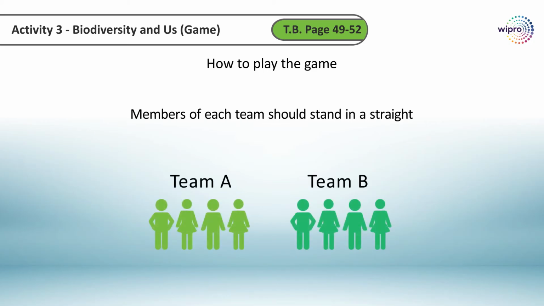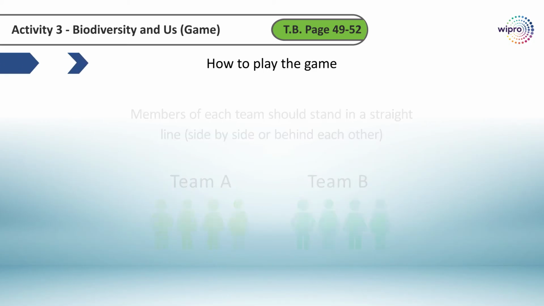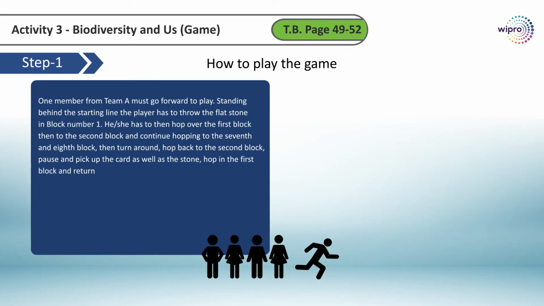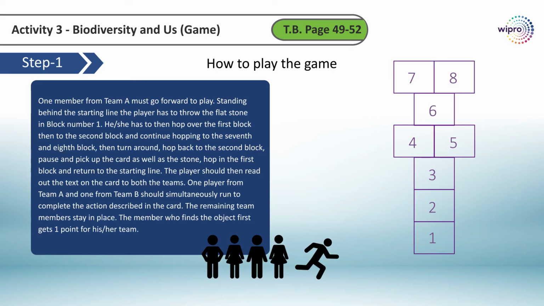Members of each team should stand in a straight line. First, one member from Team A must go forward to play. Standing behind the starting line, the player has to throw the flat stone in block number 1. He or she has to then hop over the first block to the second block and continue hopping to the 7th and 8th block, then turn around.